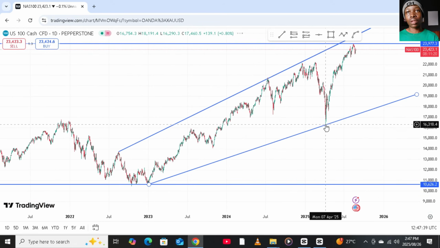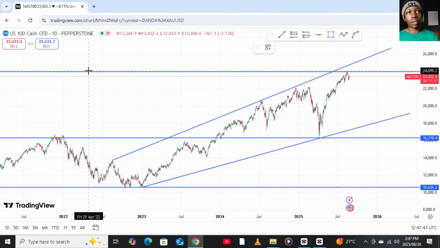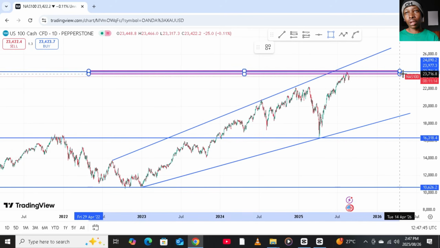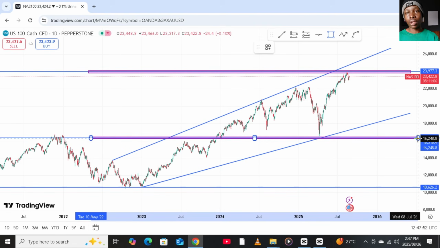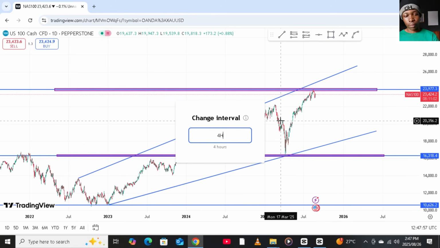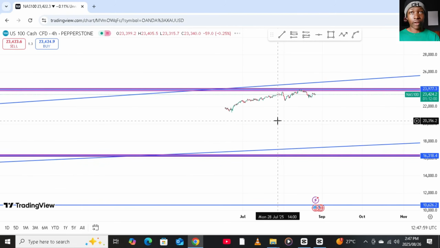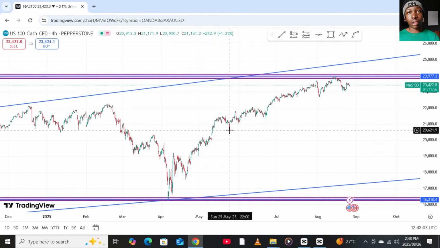Just draw a line on this low right here, and that's your supply and demand. Let's just draw it real quick. Supply and demand, just like this, clean. Go down to your 4-hour time frame. I think we have a trend line, a beautiful one. Yeah, this is the line.